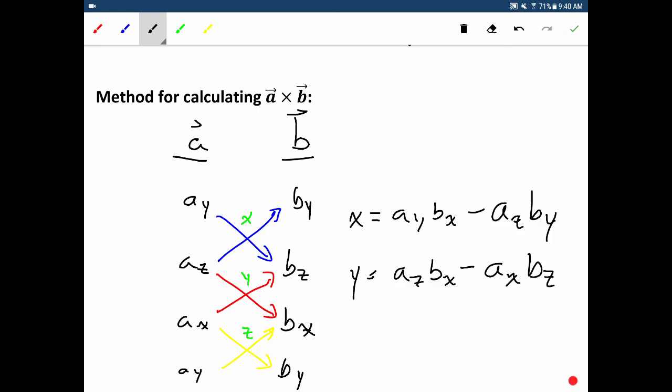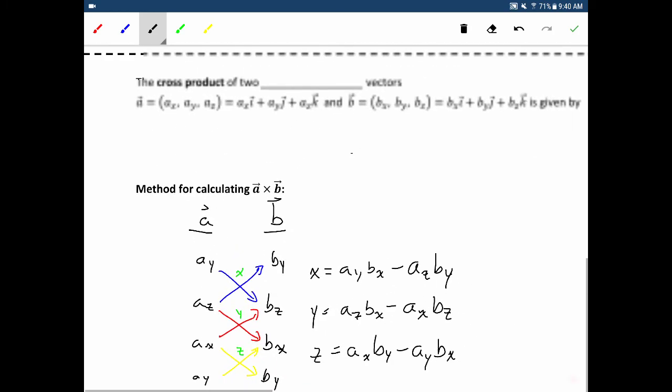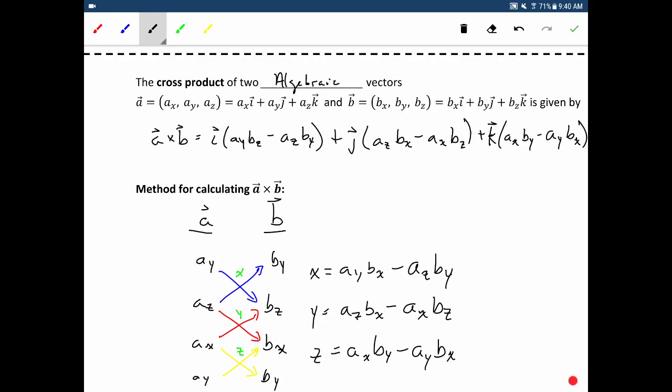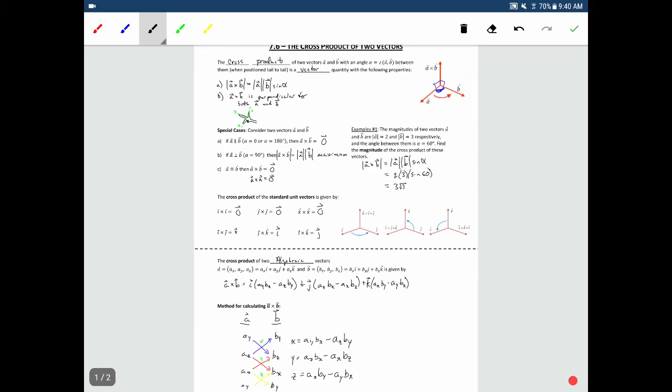Okay, and then we've got Z is equal to AX BY minus AY BX. Oh, that's a Z. I can't draw. Or write, whatever it's called. Okay, and that's it. So that's probably the easiest way at this point to come up with the cross product. A little easier than memorizing that formula. Not a lot easier than memorizing the formula, but it is a little bit.